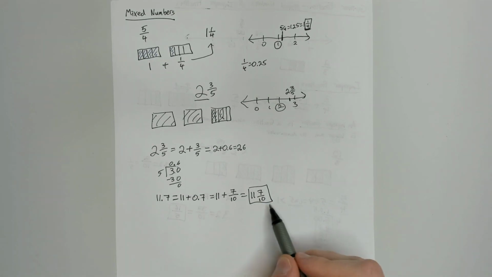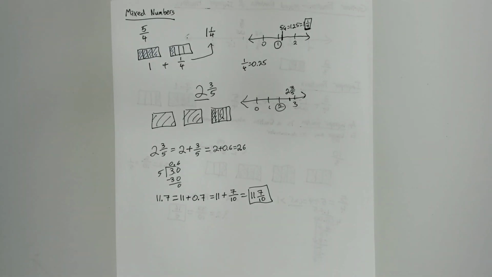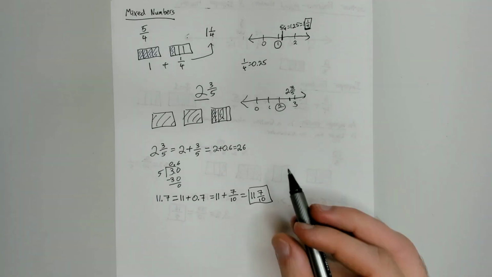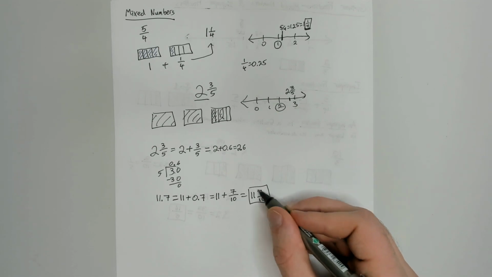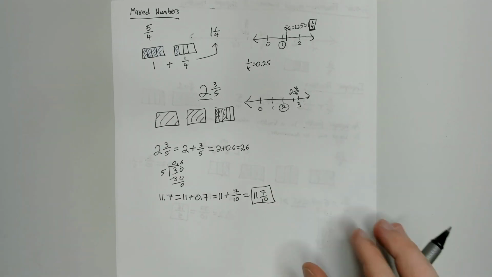So this is another way of using fractions to represent a decimal. A lot of people prefer mixed numbers. They think it's more intuitive because it tells you the whole number you're at and then the fraction you have to go to move a little bit further.